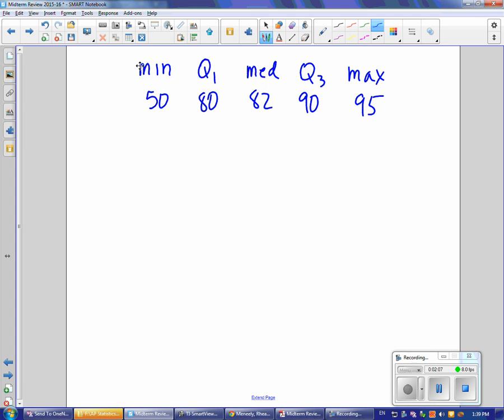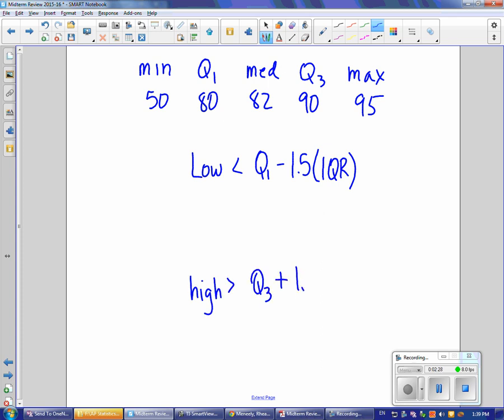If that's my 5-number summary and I want to calculate whether or not there are any outliers, I need to remember my outlier rule. If I have a low outlier, it's going to be below Q1 minus 1.5 times the interquartile range. If I have a high outlier, it's going to be above Q3 plus 1.5 times the interquartile range. So if I plug in what I know, Q1 is 80, minus 1.5 times the interquartile range, which is 90 minus 80, just 10. So this is 80 minus 1.5 times 10, which is 15, and 80 minus 15 is 65.